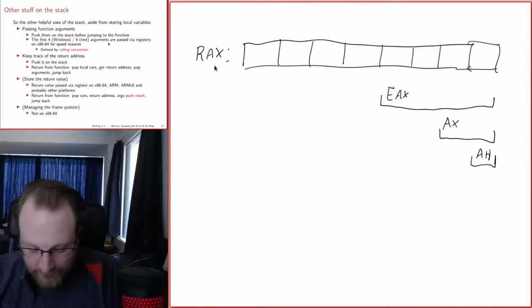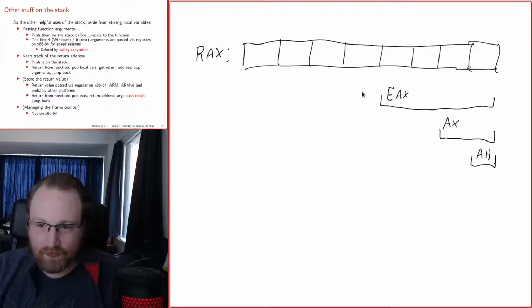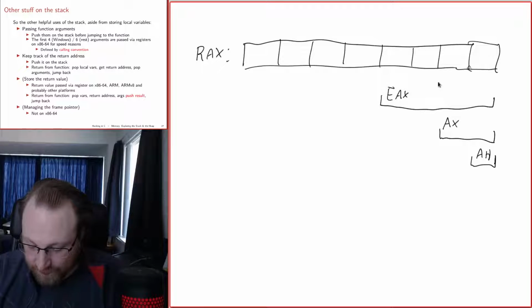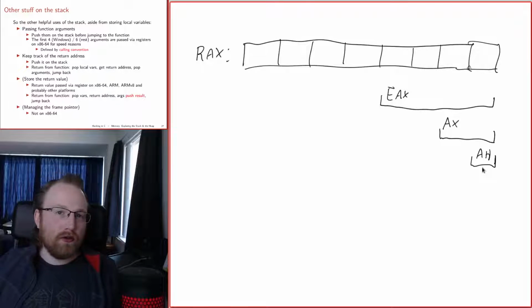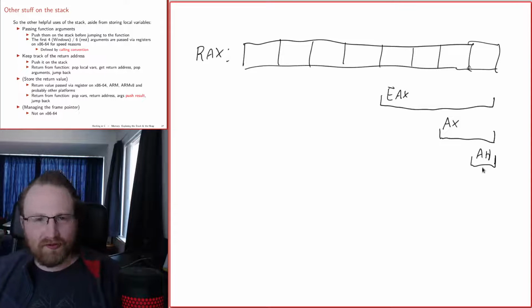Okay, so like I just said, RAX, full 8 bytes, EAX, for most 4 bytes, AX, AH. So, again, probably not going to be relevant for this course, but interesting to know nonetheless.